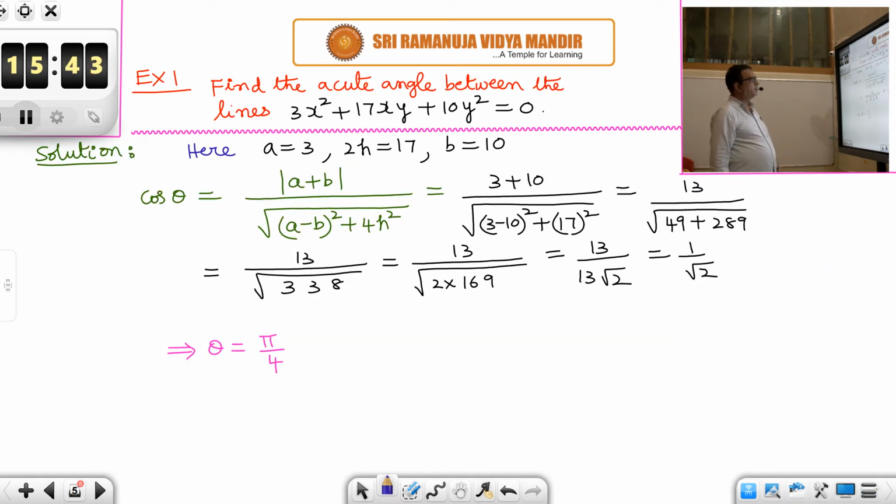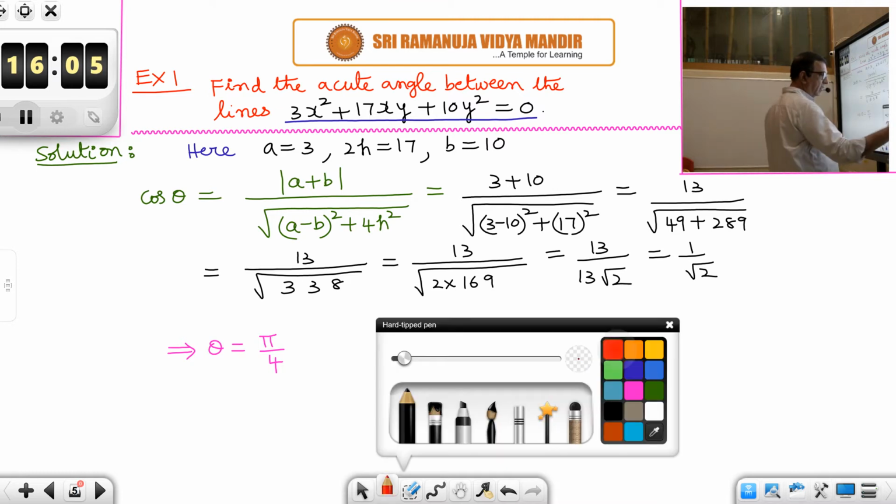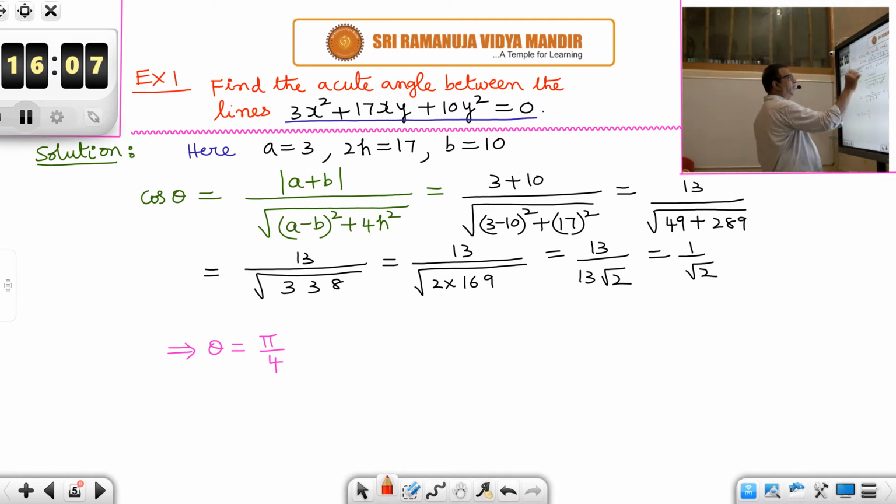We are doing examples now. Okay, find the acute angle between the lines 3x square plus 17xy plus 10y square is equal to 0. So comparing this equation with the standard equation ax square plus 2hxy plus by square is equal to 0, what is the value of a? a is equal to 3, 2h is equal to 17 and b is equal to 10.